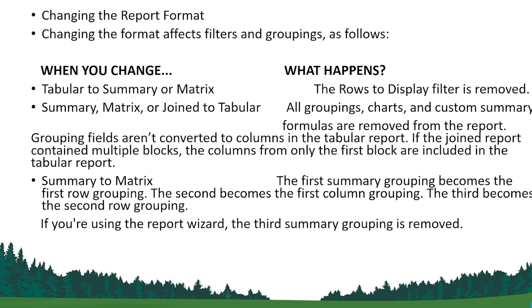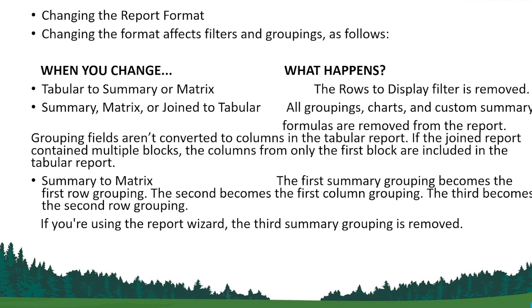Now I am changing from summary, matrix or join to tabular. You need to remove the groupings because groupings are not there in tabular. You need to remove the charts. You can remove the custom summary. All are removed from the report. So grouping fields are never converted to columns in a tabular format. If you are using a joined report, then you can contain multiple blocks. You can have the columns from the first block, and the columns from the next block. All these things are included in the tabular report.